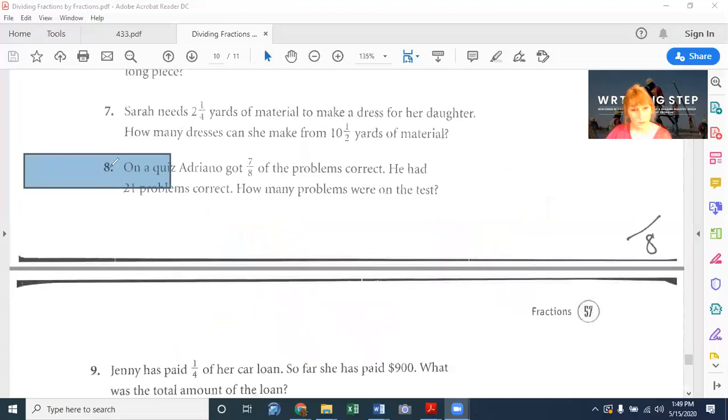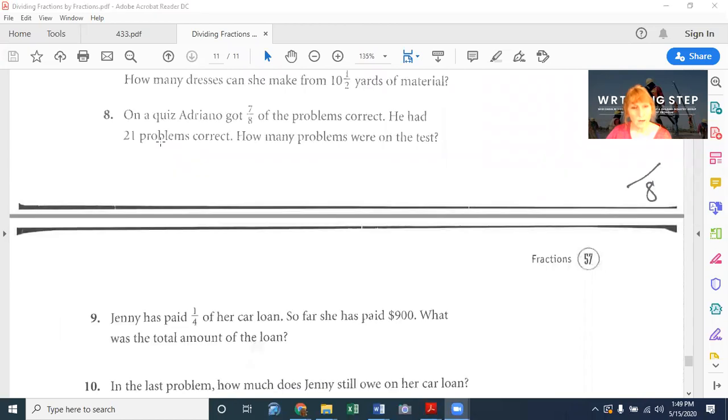Okay, let's look at number 8. I don't know why this box is still here. There it is. Okay. Number 8. On a quiz, Adriano got 7/8 of the problems correct. He had 21 problems correct. How many problems were on the test? This is one of those, what is 1/3 of some number? 1/3 of some number is this.